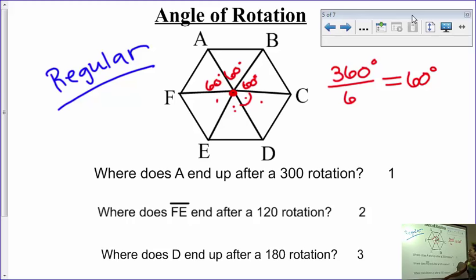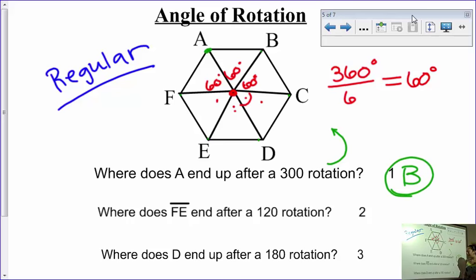Question 1, we want to know where does A end up after a 300-degree rotation? And it doesn't say which direction, so remember we're going to go counterclockwise. Okay? So counterclockwise means I'm going to go towards F to begin with. 300 degrees is going to be 60, 120, 180, 180 and 60 is 240, and then we get to point B after 300 degrees. So my answer here is B.